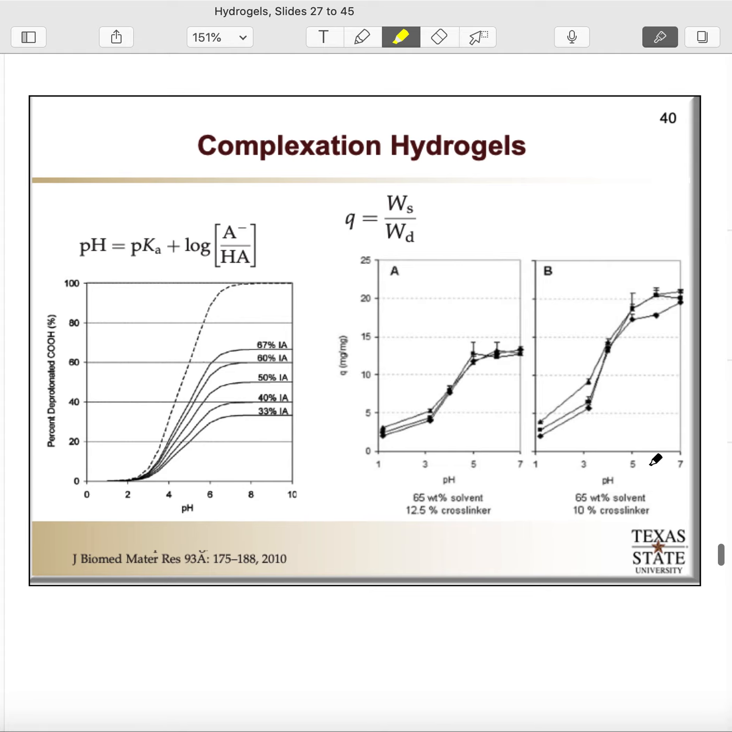Using that itaconic acid hydrogel system, we were able to show increase in the swelling with an increase in pH as expected. And in this particular case, I wanted to show you this because what we can see is the swelling extent as a function of cross-linking density. So in this particular case, I included two different amounts of cross-linker in the hydrogels. And as expected, the less cross-linking density that you have, the more swelling that your hydrogel can achieve.